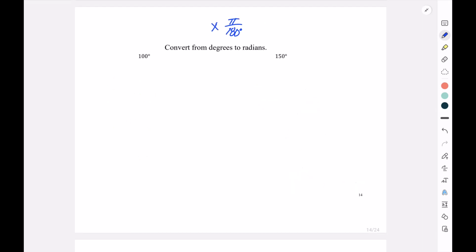So next, we're going to convert from degrees to radians. And if you remember, we're going to multiply by pi over 180 degrees. So since we're given in degrees, we can multiply by pi over 180 degrees. Our degrees will cancel, and we're left with 100 pi over 180. If we divide by something that they're both divisible by, if we divide by 20, we will find that we will get 5 pi over 9.